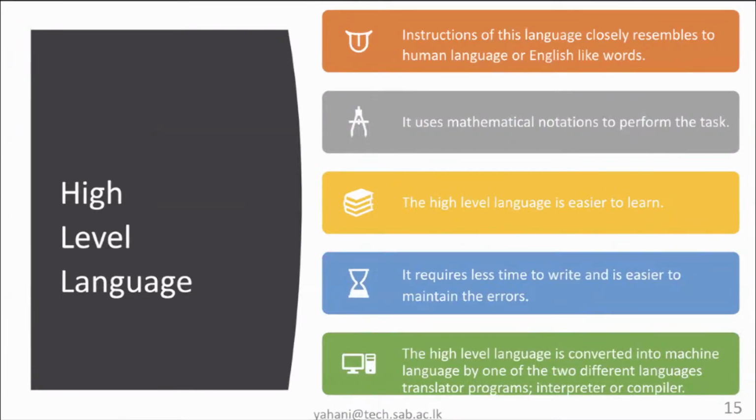Then the high level language is converted into machine language by one of two different language translator programs, an interpreter or a compiler. That means if we create a program with a high level language, we need to convert it to machine language. For that purpose, we use a compiler or interpreter to convert our high level program to machine language.